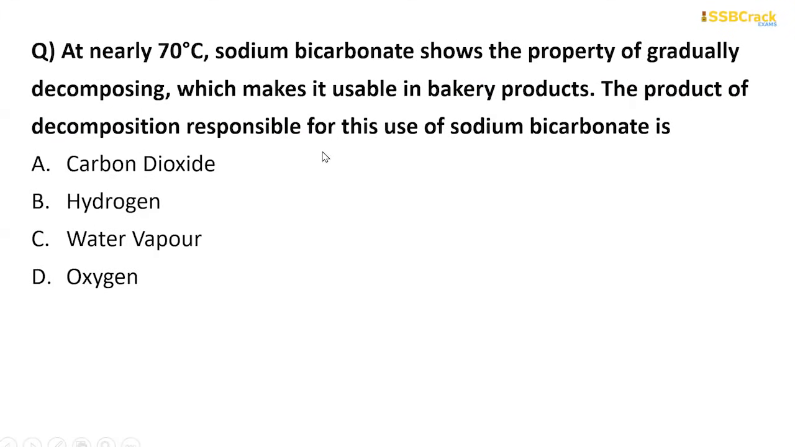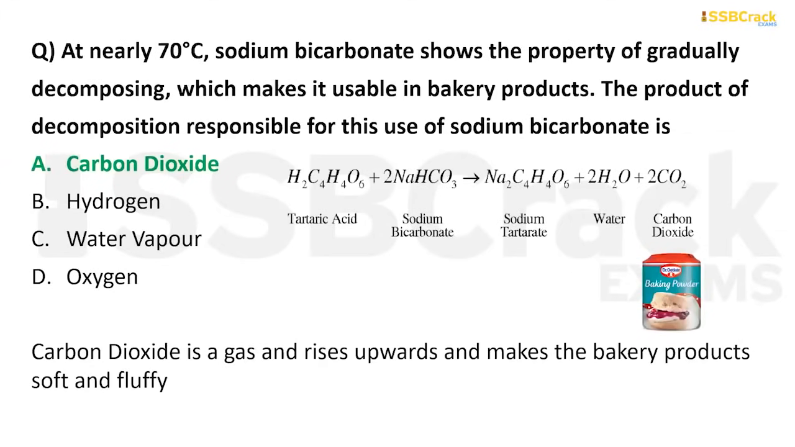At 70 degrees Celsius, sodium bicarbonate shows the property of gradually decomposing, which makes it usable in bakery products. The product of decomposition responsible for this use of sodium bicarbonate is... So basically, we all know sodium bicarbonate is nothing but the baking soda. And obviously, it's the carbon dioxide. It's the carbon dioxide which makes the cake fluffy because carbon dioxide, it's a gas, so it will rise upwards. And when it's rising upwards, it makes the cake spongy and fluffy.